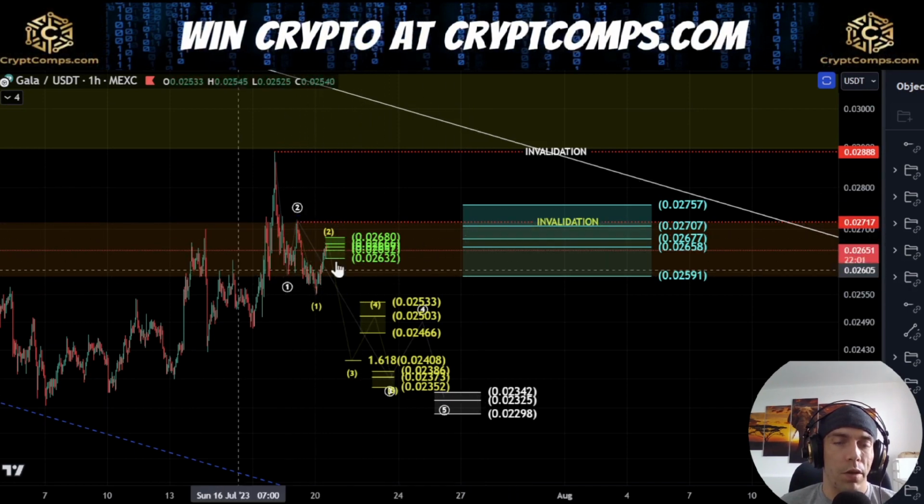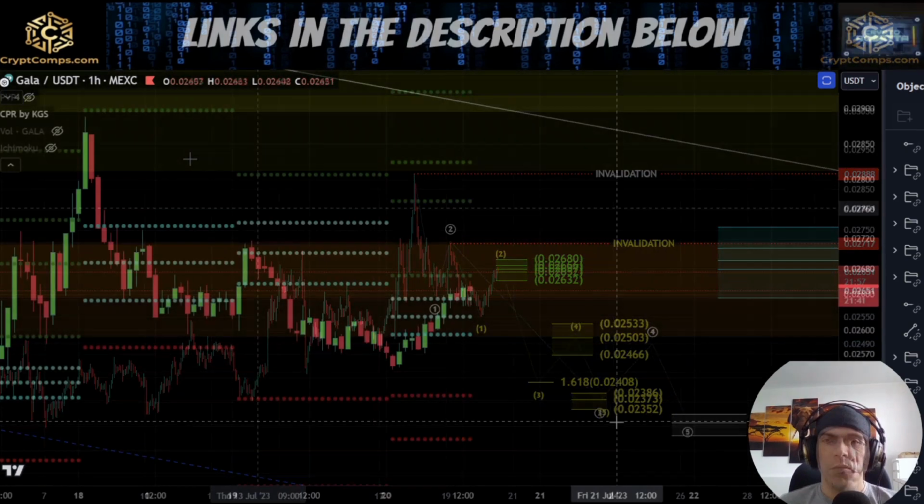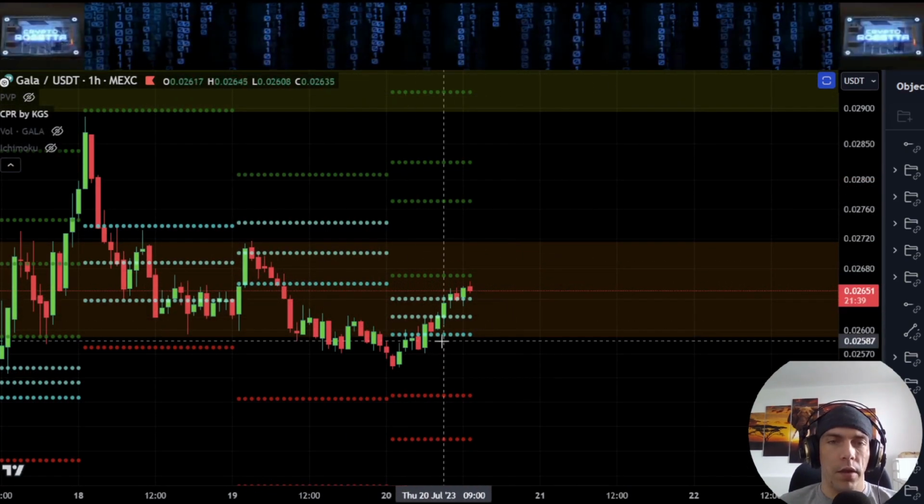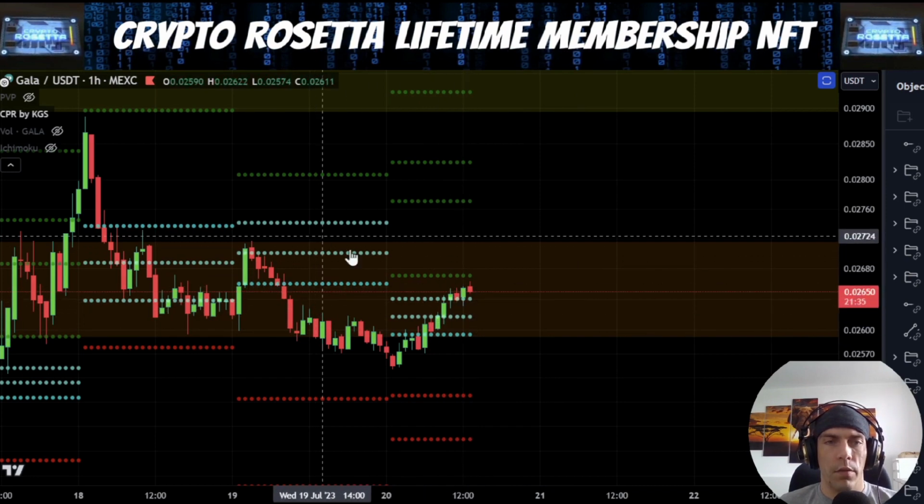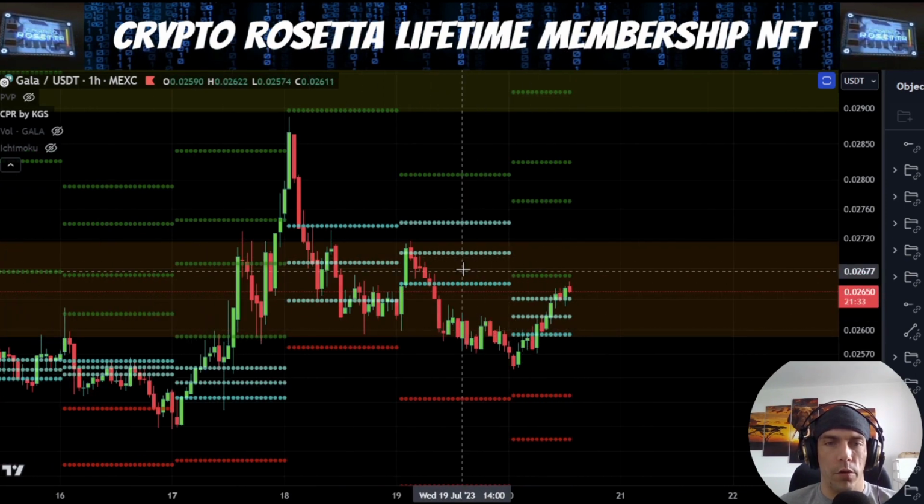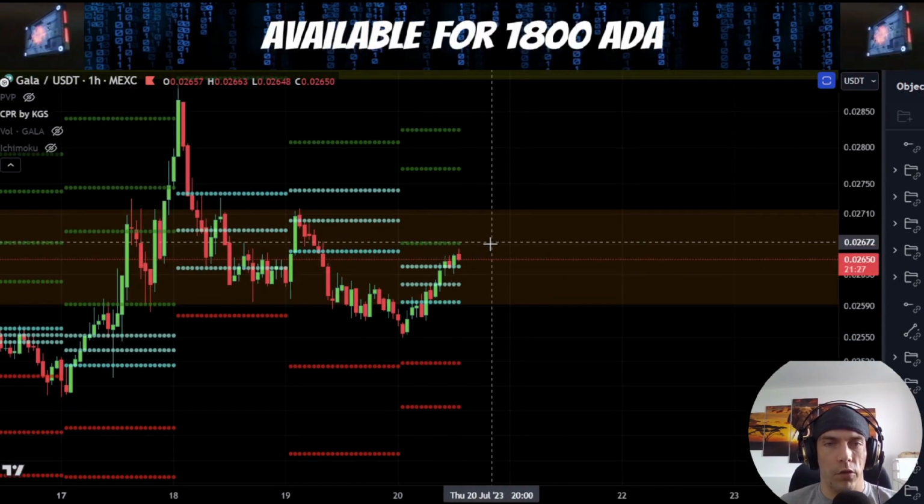This is not my primary expectation, but still worth keeping an eye on if we start to break down deeper here. Having a look at the daily CPR lines here, what we can see is that we are currently above these. Now, these have printed one below the previous one. So this could indicate that we could see some bearish price action start to come in.